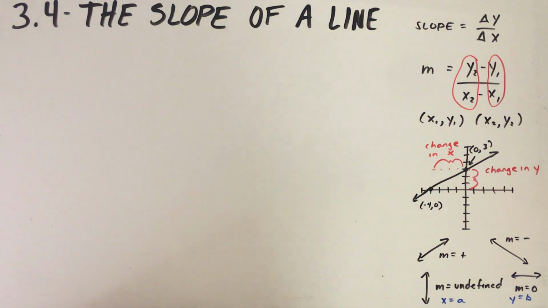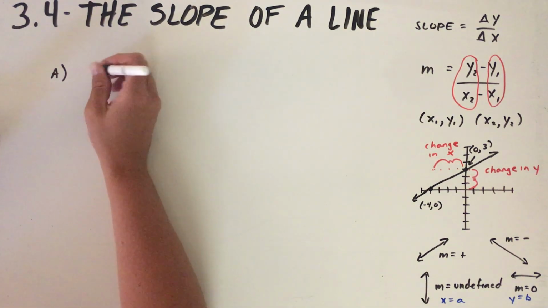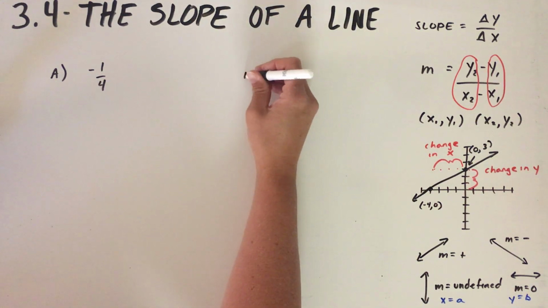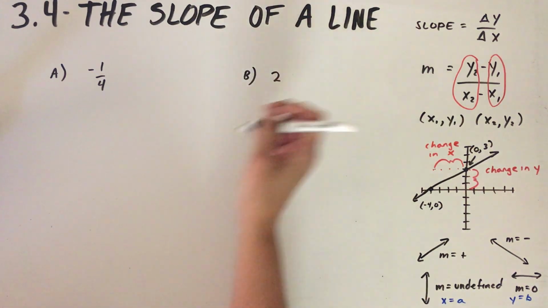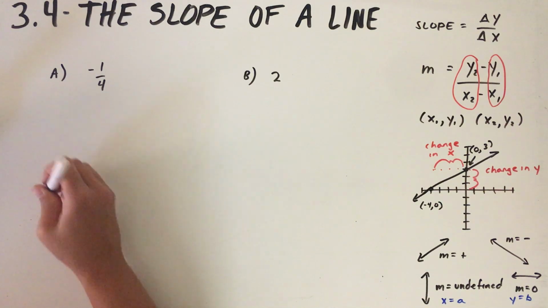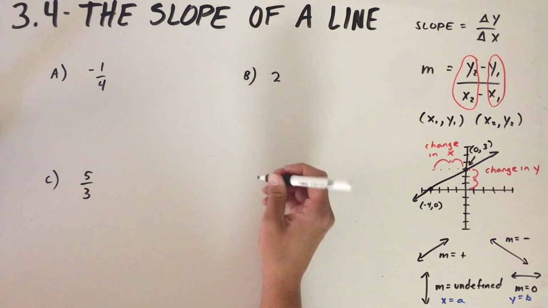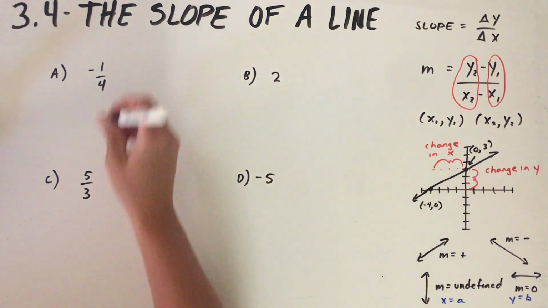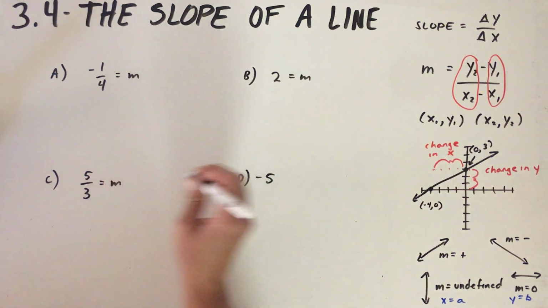Okay, so first off here, we want to interpret the following slopes. So if I have a slope of negative 1/4, what does this slope mean? Or if I have the slope of 2, or the slope of 5/3, or a slope of -5. So what do these slopes mean if I were given these values for slope?